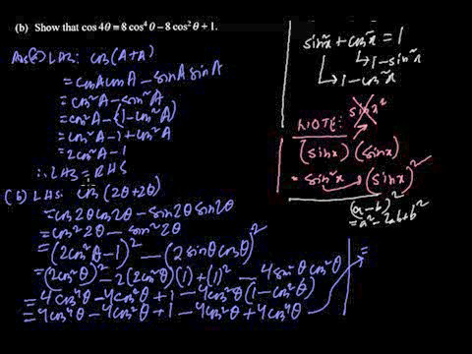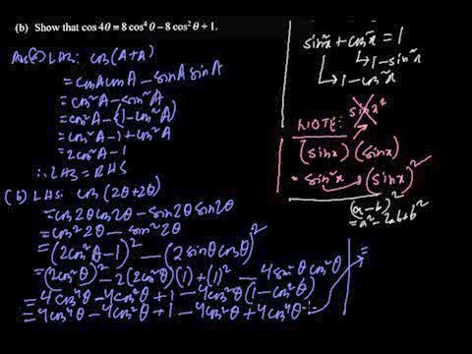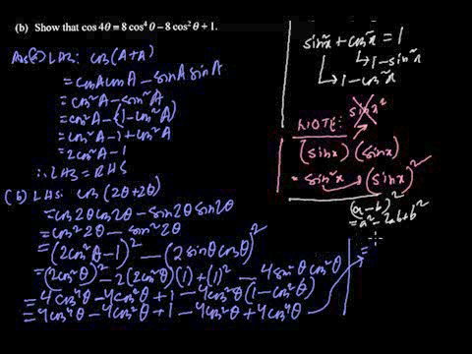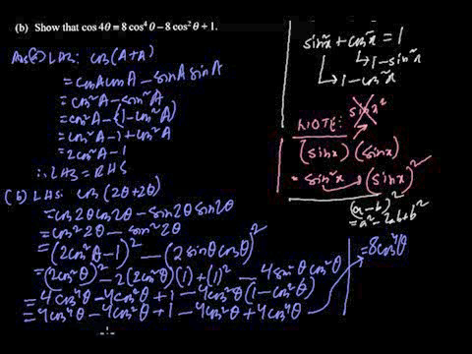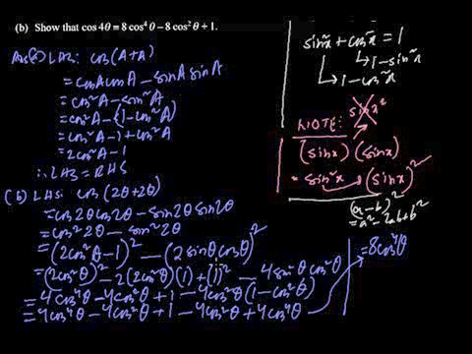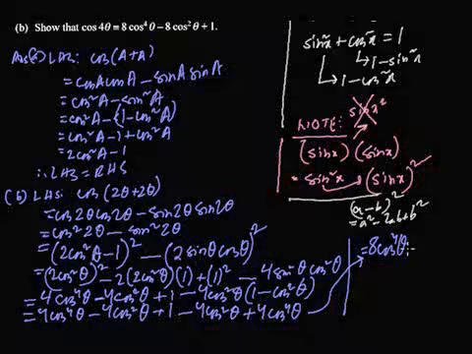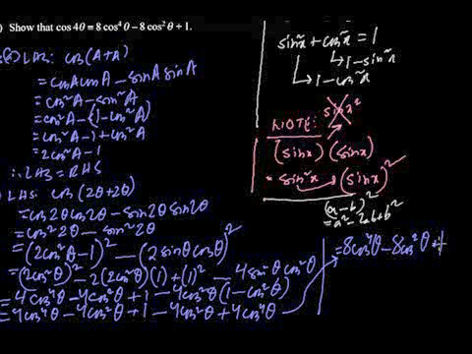we need 8 cos to the power 4 theta, so 4 cos to the power 4 theta plus 4 cos to the power 4 theta, 4 plus 4 is 8 cos to the power 4 theta, and we are going to get minus 8 cos square theta, minus 4 cos square theta minus 4 cos square theta is going to be minus 8 cos square theta, and finally there is a plus 1, so we're going to write here plus 1.